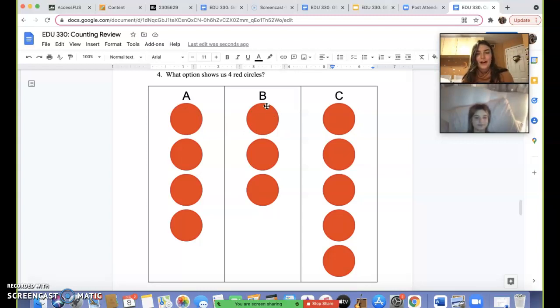All right, so how many are there in row B? 1, 2, 3. 3. And then how many in row C? 1, 2, 3, 4, 5. 5. Good. So row A has 4 red circles. What row has the least amount of circles? Row B. And then what row has the most? Row C. Good job.